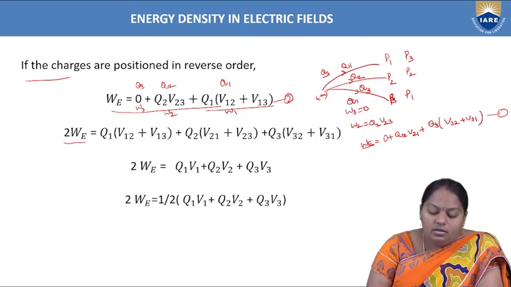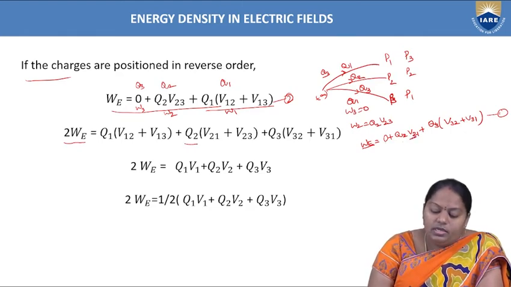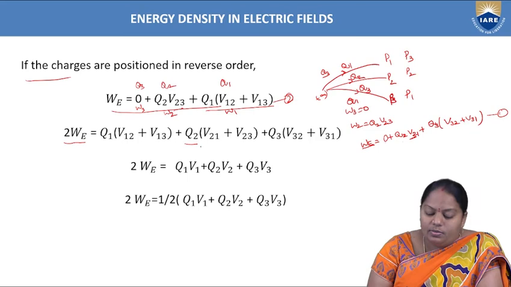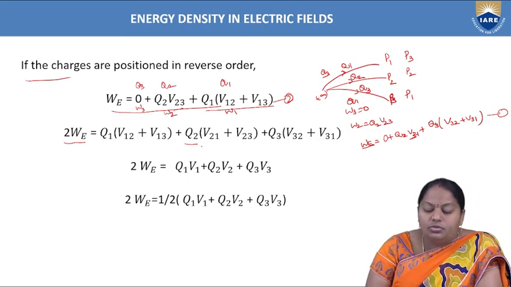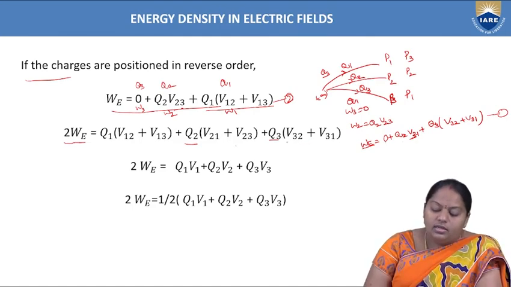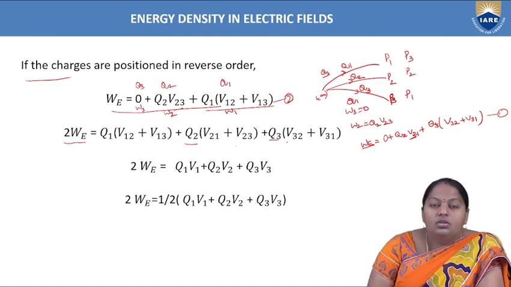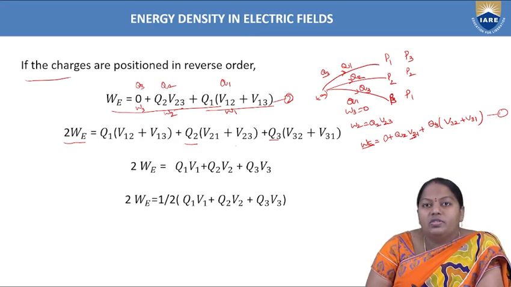Now if you are going to add those two, then Q2 into V21 plus V23. Hence this can collectively be written as Q2 into (V21 plus V23). Similarly for charge 3, Q3 into (V32 plus V31). So by adding all of them, 2W equal to Q1 into (V12 plus V13) plus Q2 into (V21 plus V23) plus Q3 into (V32 plus V31).